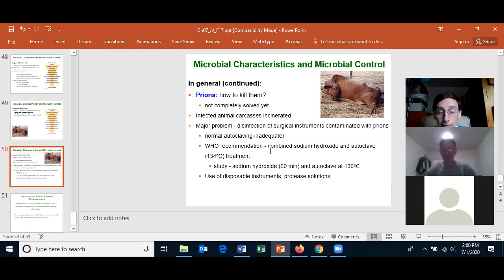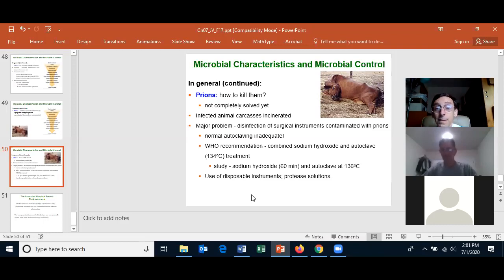The World Health Organization says autoclaving alone won't sterilize the surgical instrument. They recommend combining sodium hydroxide and autoclaving. The trouble is sodium hydroxide is corrosive, and you have to expose the surgical instruments to it for 60 minutes and autoclave at a little bit higher temperature, 136 degrees Celsius. The best thing to do if you're working on a patient who might be prion infected is to use disposable instruments and then just get rid of them, okay?